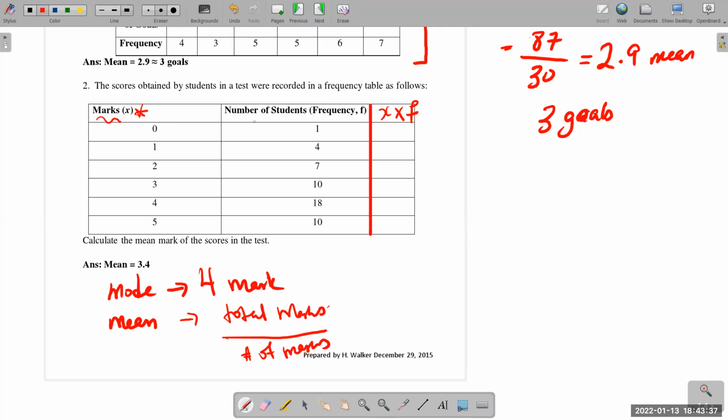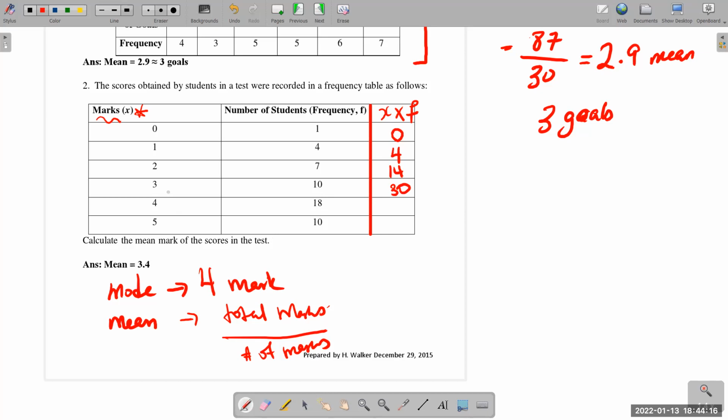So here we go. One person got 0 marks. So how much marks is that so far? That's 0. 4 persons got 1 mark. How much marks is that so far? Talk to me. Let's do it together. Excellent. 4. Very good. 7 persons got 2 marks. How much is that? Please have your calculators at hand if you're not strong in multiplying. 14. Agreed. 10 persons got 3 marks. How much is that? 30. Excellent.